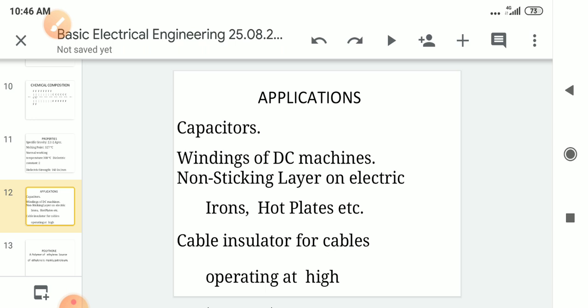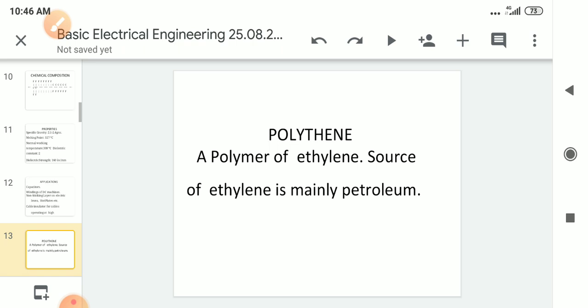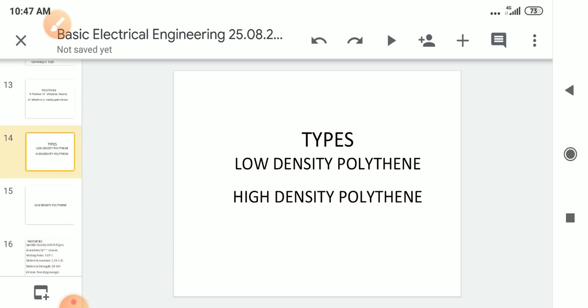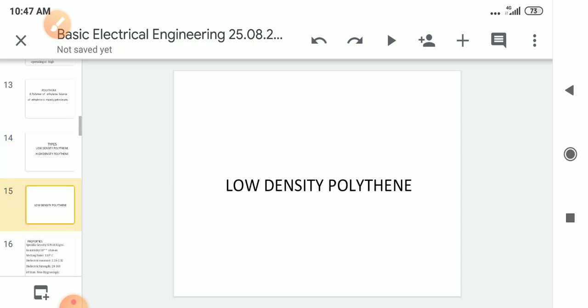After this Teflon, the next example is polythene. Polythene is a polymer of ethylene. The source of ethylene is mainly petroleum. So what are the types for this? The types are low density polythene and high density polythene. Let's see what this low density polythene is.